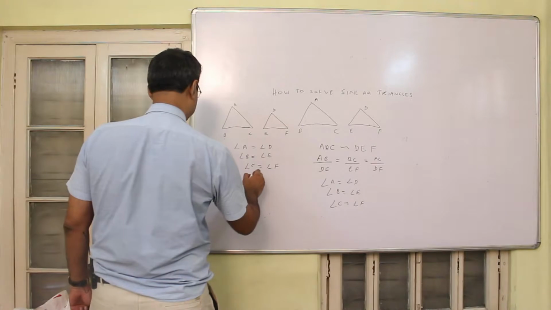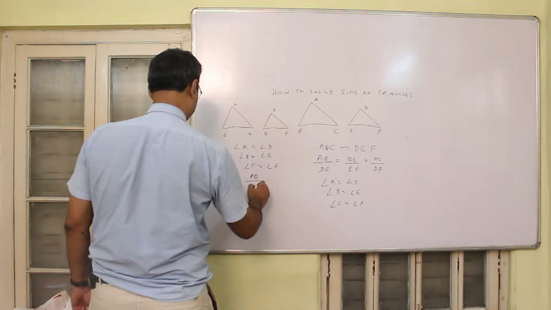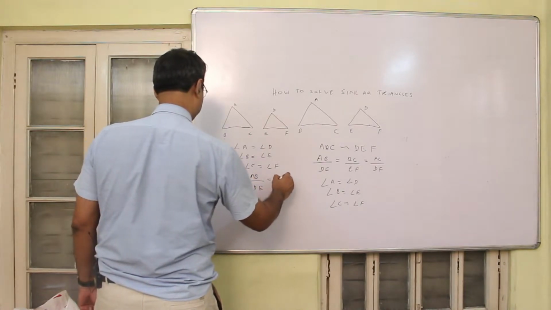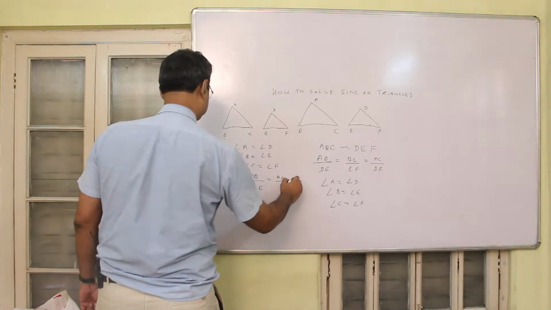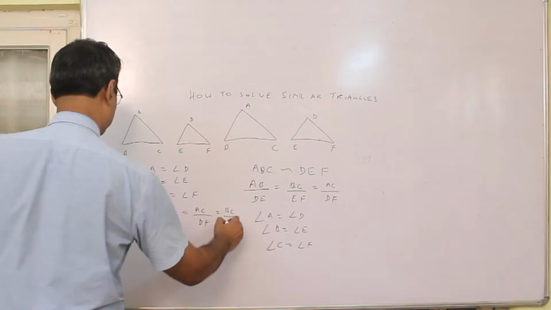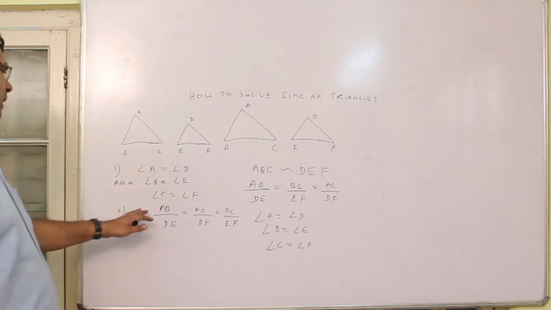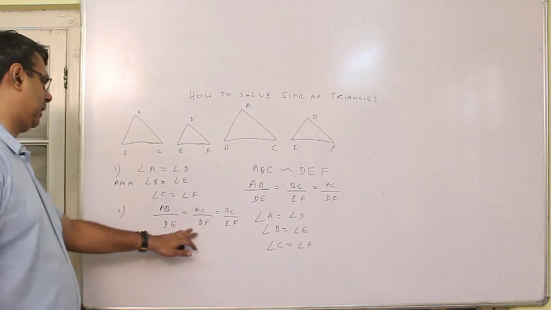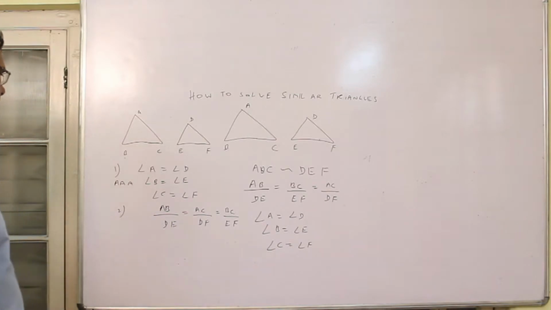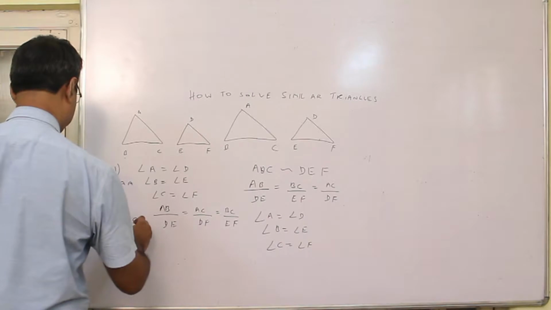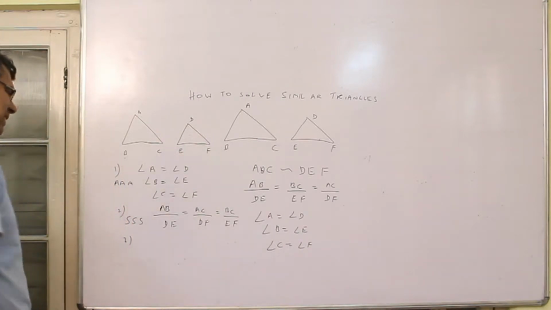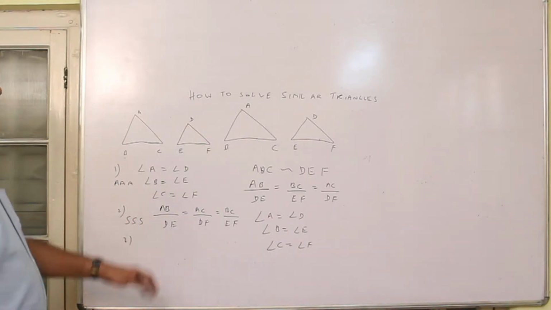The second method is you prove that the corresponding sides are proportional. To prove this, you basically have to prove that AB by DE is equal to AC by DF equal to BC by EF. If you can prove this, then also it is confirmed that they are similar. We call this SSS, side, side, side.